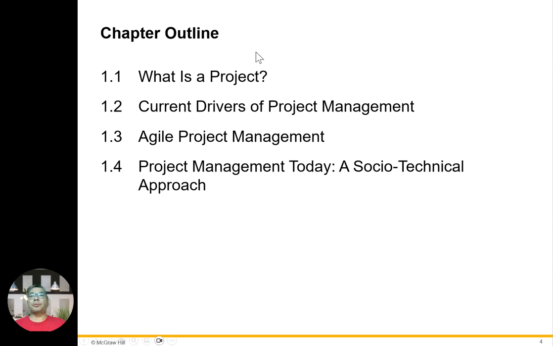Okay, let's outline chapter 1. What is a project? That is number 1. Number 2 is current drivers of project management. Number 3 is agile project management. Number 4 is project management today as a social technical approach. Agile project management is now the most popular approach of project management.